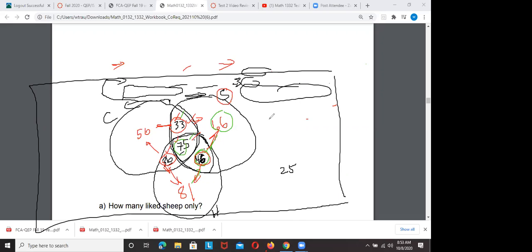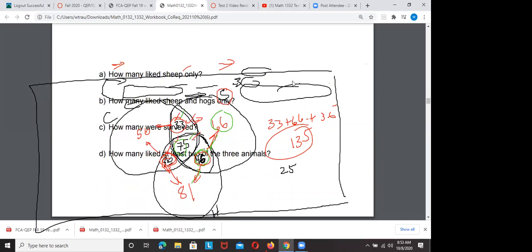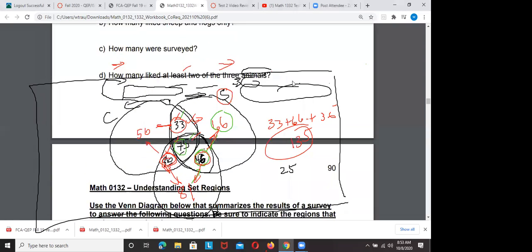So the ones that are two animals, 33 plus 66 plus this one is 36. So when we add up all of those, 33 plus 66 plus 36, 135 is the answer for that. How many people liked only two of the animals? Didn't say which ones. 135.